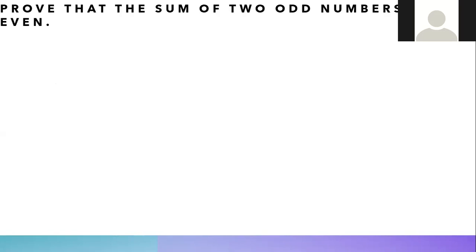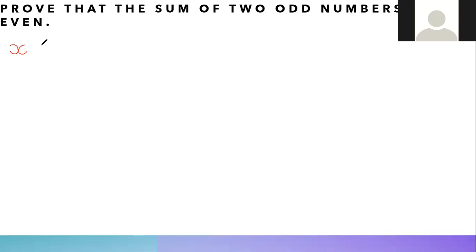So here is an example. You're asked to prove that the sum of two odd numbers is even. We're going to work through this one together. So you're asked to prove that the sum of two odd numbers is even. We're going to start off with some assumptions. So we are going to start off like this.